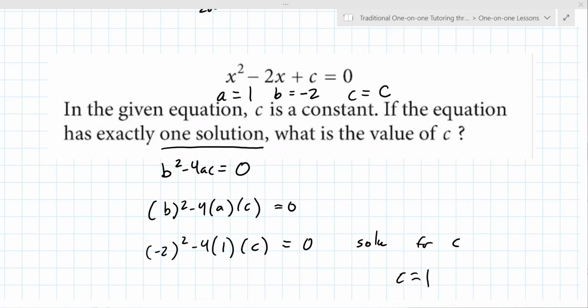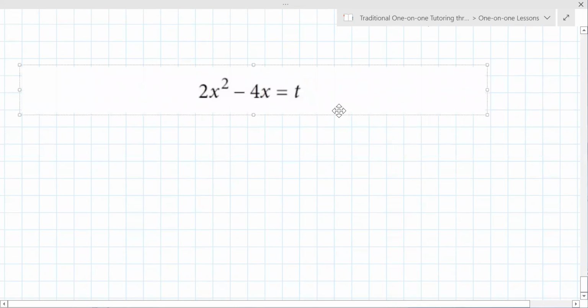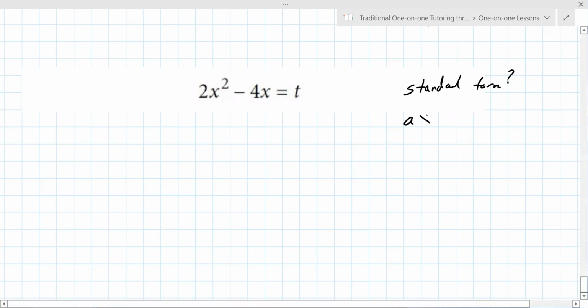So this one's a little bit weird again, but we'll look at it together. Kind of going down the same path here. Okay, so this is the start of a new question. It's given as 2x squared minus 4x equals t. My question to you first is, is this in standard form? Standard form is ax squared plus bx plus c equals 0. Then no.